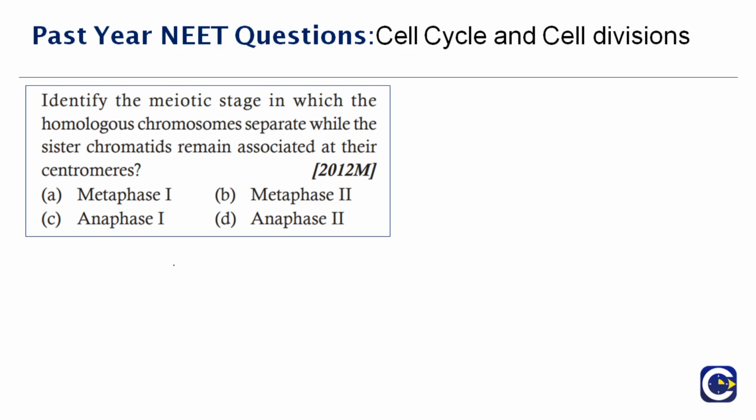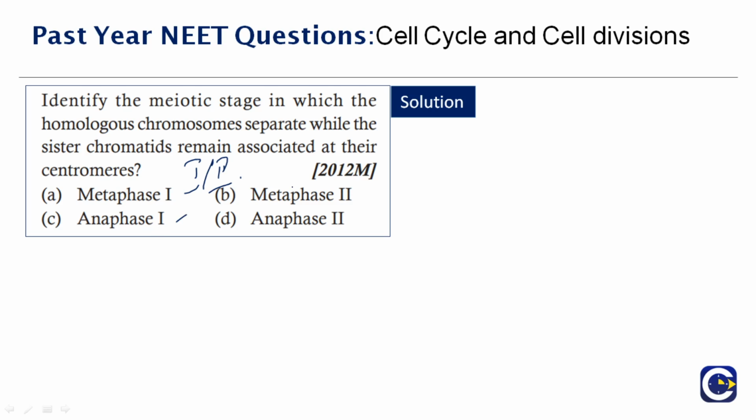Identify the meiotic stage in which the homologous chromosomes separate while the sister chromatids remain associated at their centromeres. Okay, you're given 4 phases here. Metaphase 2, anaphase 2. So it is somewhere in the metaphase or the anaphase. That is why they have given you, but you have to clearly know whether it is 1 or 2. Metaphase, you know, it is the alignment of the spindle fibers, so it will not come under metaphase. Now you just have to identify whether it is anaphase 1 or 2.